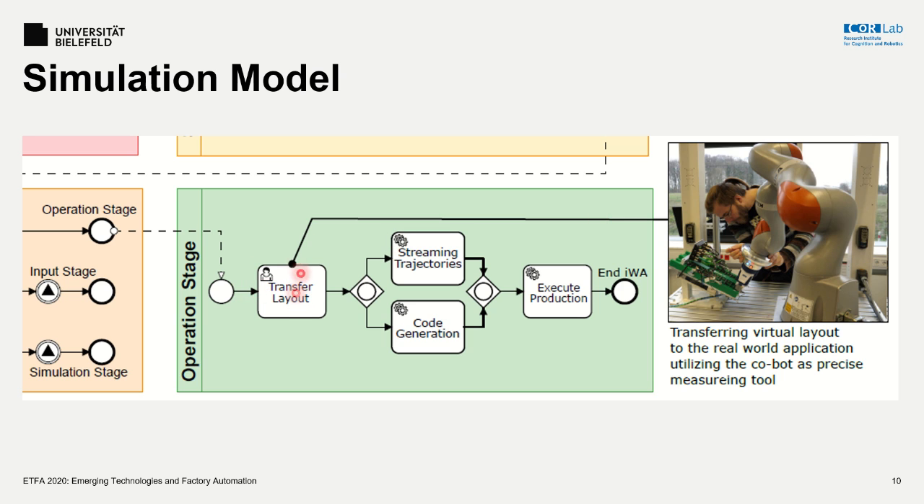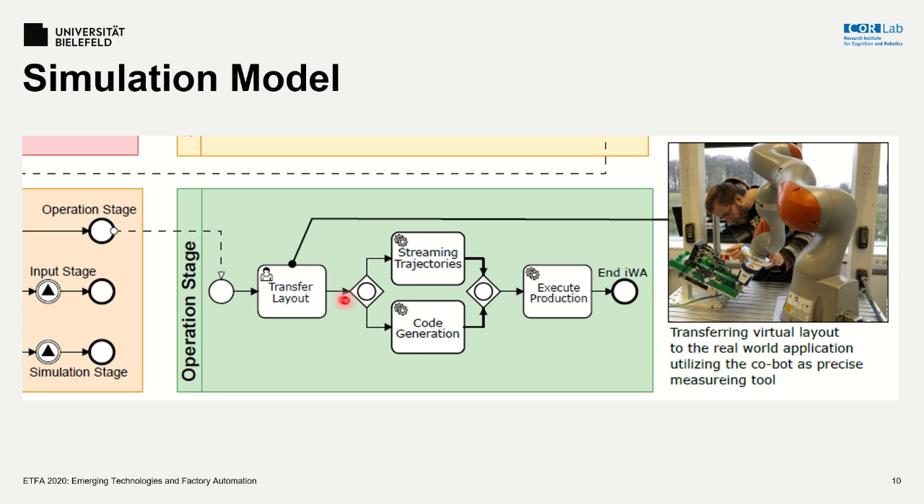In the operation stage, the position is roughly indicated by the simulation where the components have to be placed, but we need the exact position for the collision-free path planning, and we are inserting a measuring tool into the robot, and we can take over the exact position in the real world to the simulation model.